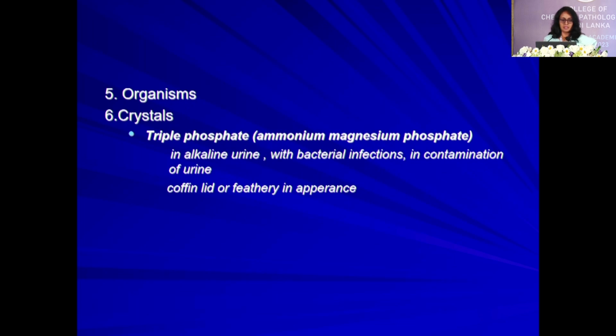Then the organisms. Then the main part of urine analysis is crystals. There are many crystals that you will come across in your career. I'll discuss some of them. One is the triple phosphate, that is ammonium magnesium phosphate. You can see it in alkaline urine with bacterial infection, and also in contamination of urine. It is shaped like a coffin lid or can be feathery in appearance.